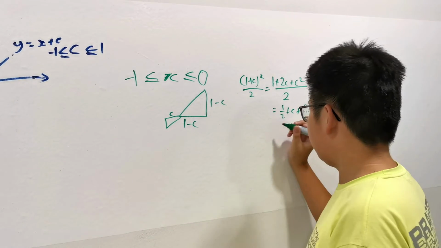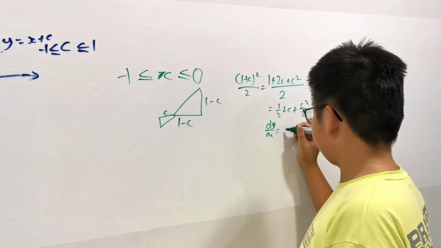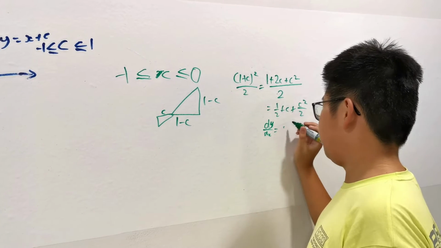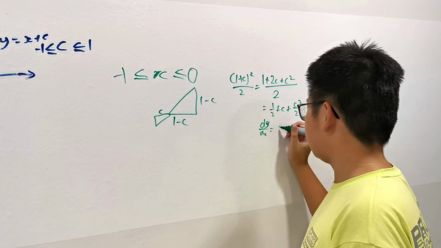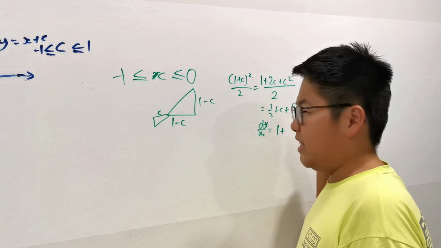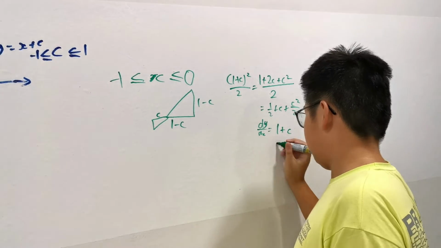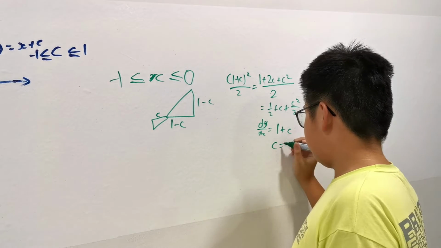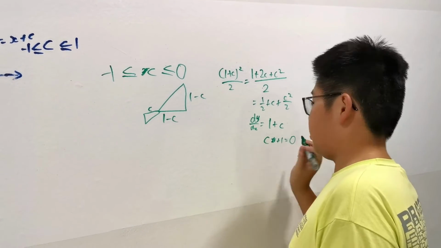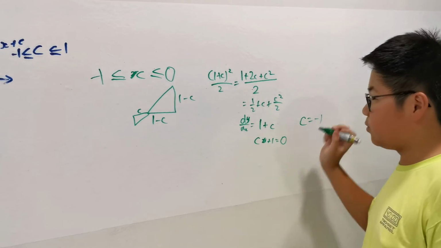Where is its minima? We take the derivative. The constant terms vanish, the linear terms become constants, and the quadratics become linear terms. So c plus 1 equals 0. This is where we find the minima. Therefore, c must be equal to minus 1.